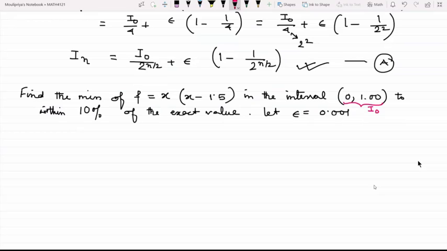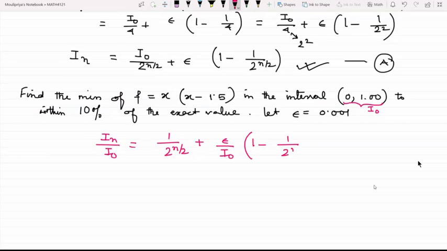Now see the fun. From equation number A, can I say that In by I0 is equal to 1 by 2 to the power of n by 2 plus epsilon by I0 times 1 minus 1 by 2 to the power of n by 2. See, am I okay till this? From equation A, can I have this?